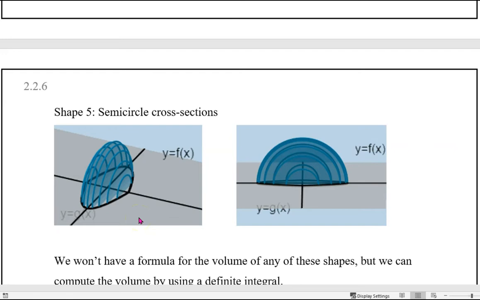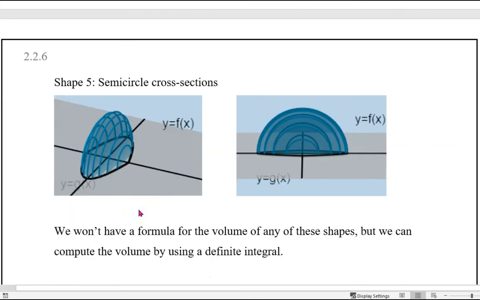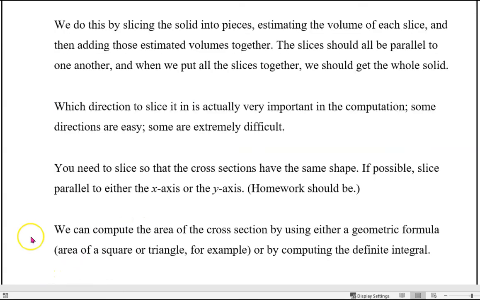There is no known formula to give you the volume of all of these shapes, but we can compute it using a definite integral. That's what we need to focus on now. So how do we find the volume of these shapes that all have the same base, which is the area between the 2 parabolas, but that have different shape cross-sections and come up to totally different heights and have a totally different appearance? We do this by slicing the solid into pieces.